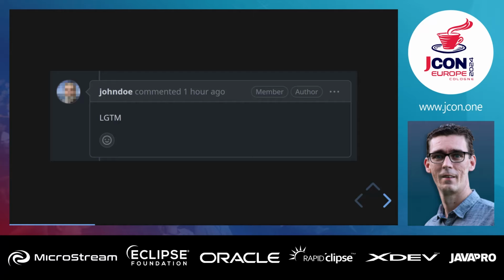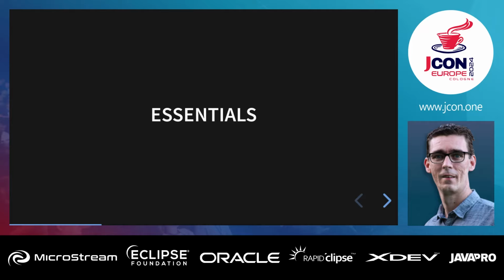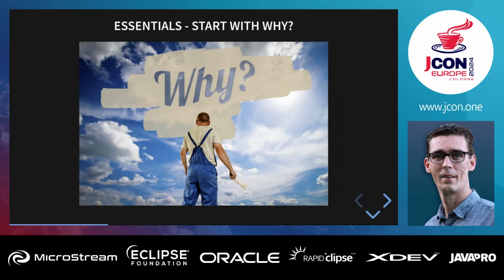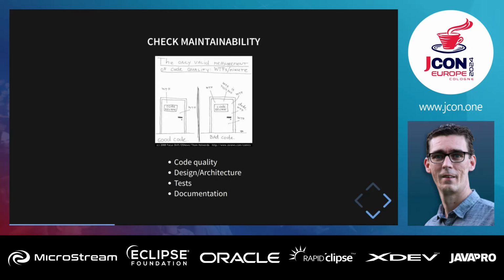So if we want to look into how we can improve how we do code reviews, I think it's important to look at the essentials. The first thing that I think is essential is the why. Why do we do code reviews? It could differ per team. You can probably already come up with some ideas. But the most important thing, in my opinion, is checking maintainability. So how's the code quality? Are the names clear? Are the methods not too long, for example?